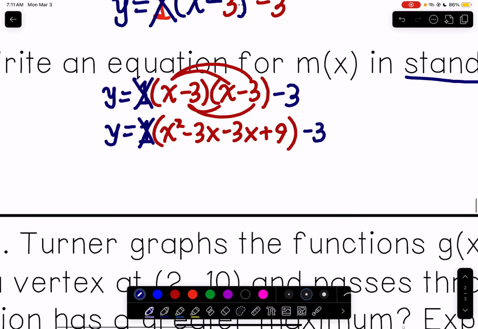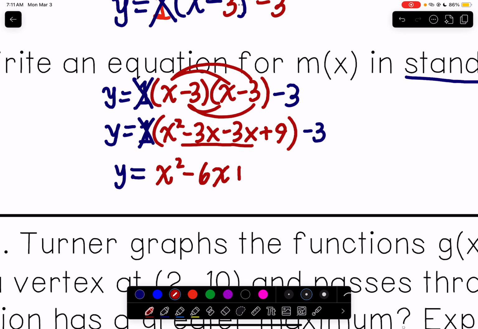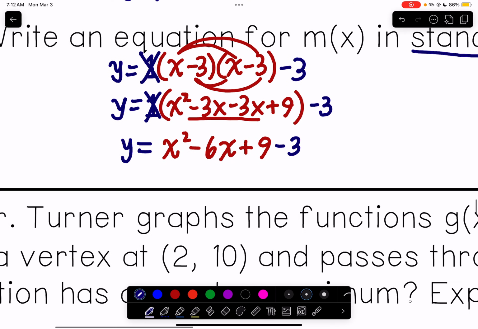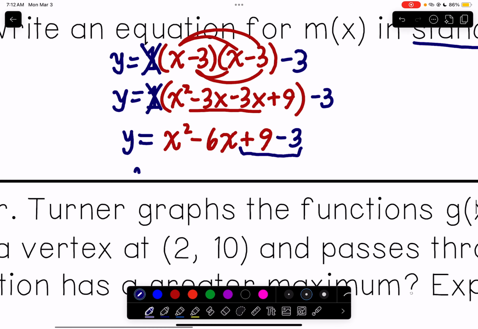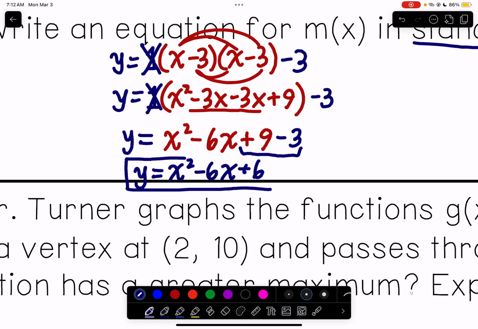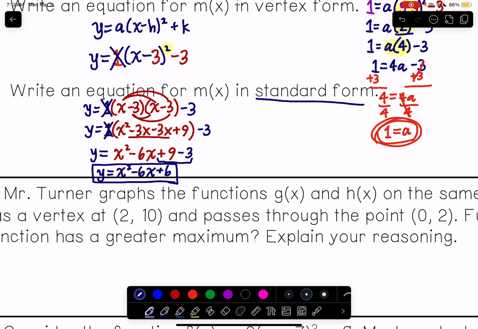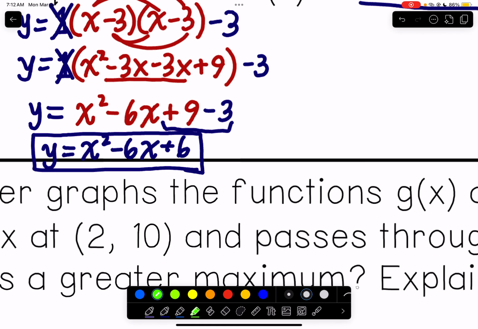Okay, so y equals, let's combine like terms. We got x squared minus 6x plus 9, and then minus 3. And combine like terms right here. We get y equals x squared minus 6x plus 6. And that would be in standard form. And I can feel super confident about that answer because my C value is positive 6, which means that should be my y-intercept. Let's check the graph.